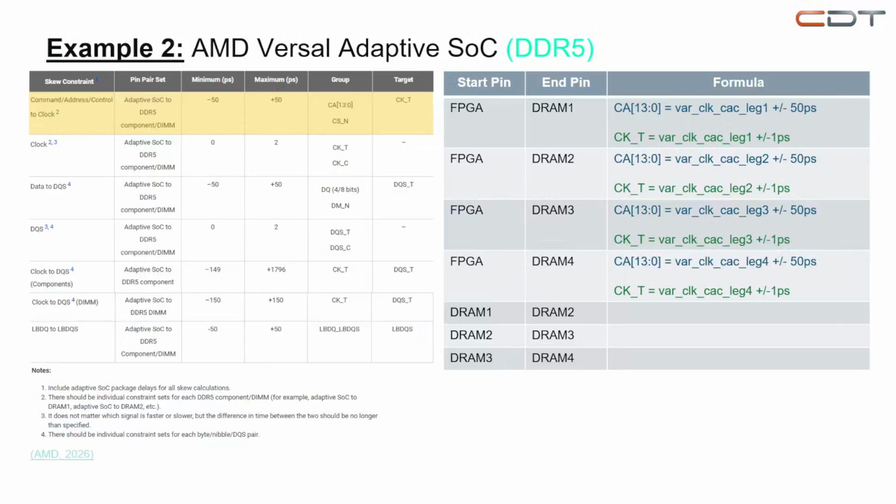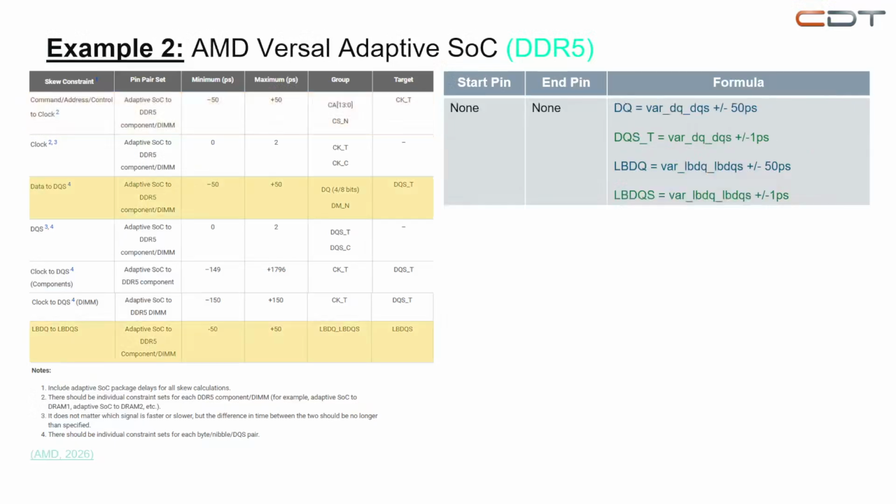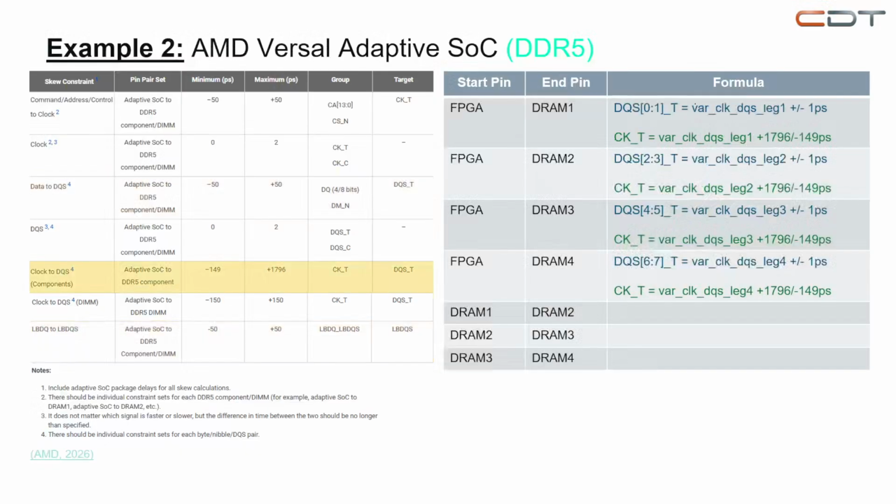Something I forgot to mention is that you might see the terminology with the T and C for the differential pairs. They're just true and complement signals, like positive and negative. And then we have our data to strobe formulas. So again, same idea. The strobe is specified as a target. We have this variable with a 1 picosecond tolerance, and then the same variable on the data side with a 50 picosecond tolerance. This example does include LBDQ and LBDQS, which are loopback data and loopback strobe signals, and those are used for calibration. But other than that, largely the same.